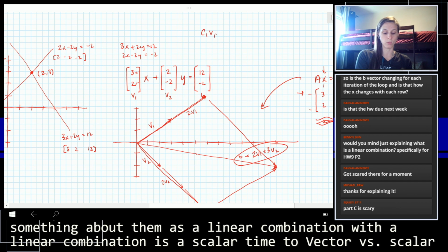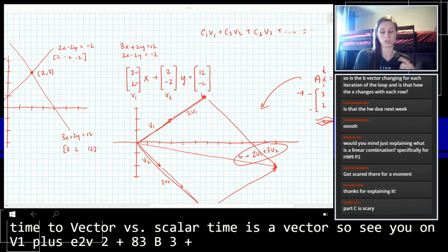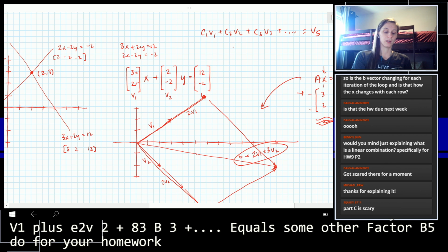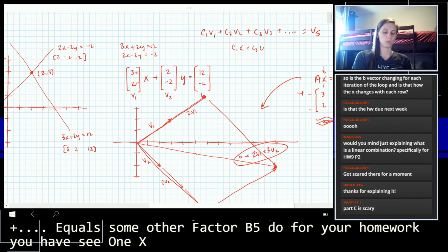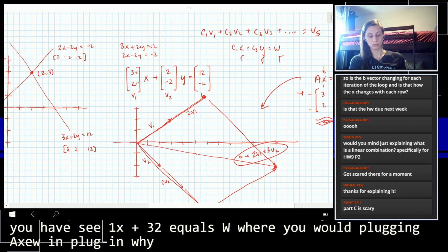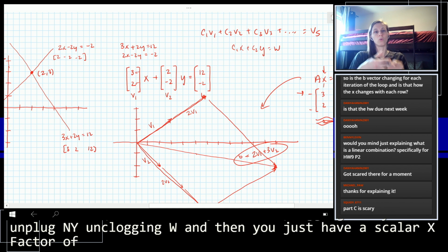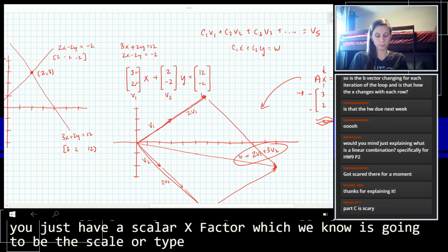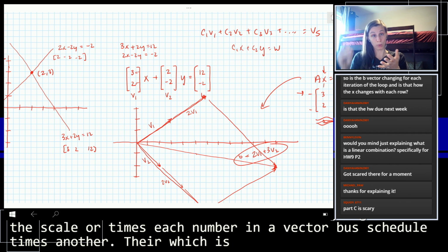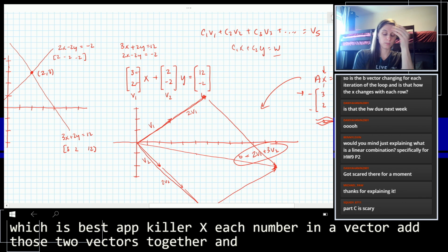So c_1 v_1 plus c_2 v_2 plus c_3 v_3 plus ... equals some other vector, v_5. So for your homework, you have c_1 x plus c_2 y equals w, where you would plug in x, you would plug in y, and plug in w, and then you just have a scalar times a vector, which we know is going to be the scalar times each number in our vector, plus a scalar times another vector, which is that scalar multiplied by each number in our vector. Add those two vectors together, and you get w.